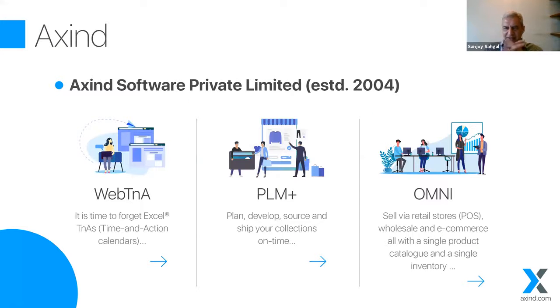Accent Software is a 16-year-old company and we specialize in fashion. That's all we do. We don't do any other industry. We focused since the beginning. The founders have experience all over the world working in fashion. We have 3 products: Web TNA, which I'm going to talk about, and also a PLM and an omni-channel sales package.